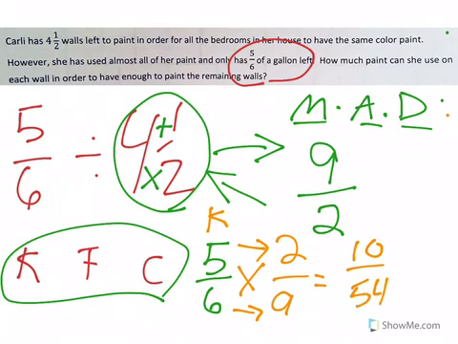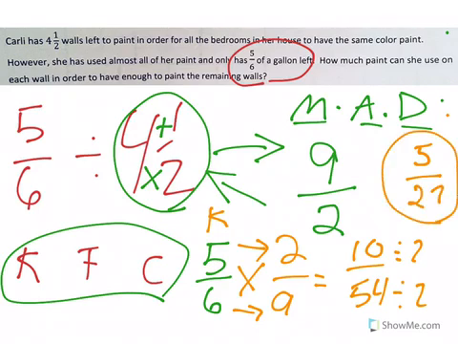54. I see these are both even, so I can divide them both by 2. 10 divided by 2 is going to give us 5. 54 divided by 2, you can do the math, but it's 27, and that is in simplest form because there's not another number that goes into both 5 and 27 equally, except for 1, which obviously doesn't count. So Carly can use 5/27 of a gallon of paint on each of the remaining walls. That's how much she can use on each wall to be able to paint them. There you go.